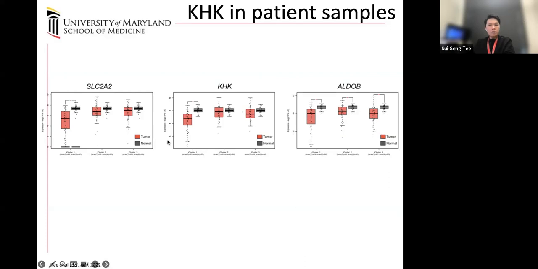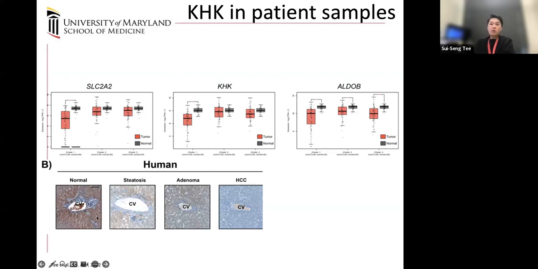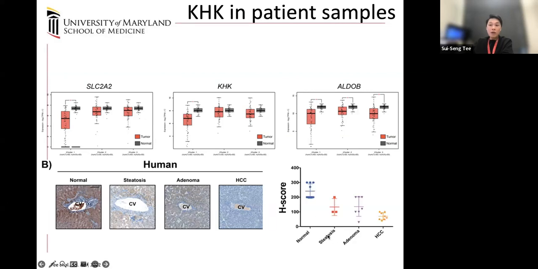So, what I concluded from here is that it's not just KHK that is downregulated, it's the whole fructose metabolism pathway. The transporter is down, the kinase is down, the aldolase is also down. So then we went in to look at human patient tissue. Normal liver expresses high amounts of KHK, but HCC, liver cancer, expresses really low levels of KHK. So now we have a paradigm where we hypothesize that liver cancer loses its ability to break down fructose.